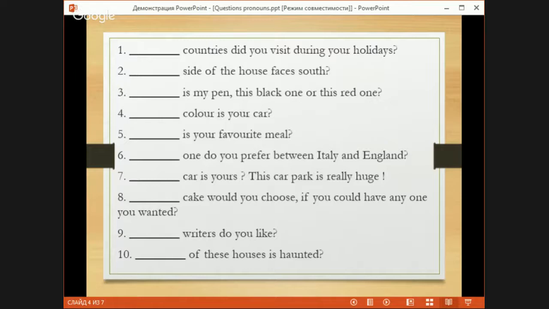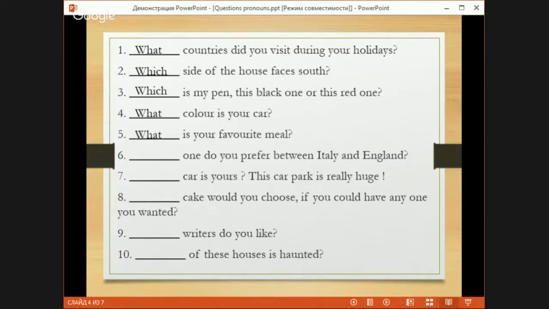Let's check. So the first one, what countries did you visit during your holidays? Which side of the house faces south? Which side, that means left, right, so of course we use which. And what is for a more general question. Which is my pen, this black one or this red one? Again, we ask about specific information and about choice. What color is your car? As you understood, I guess, while you were doing it, that it's only about which and what.